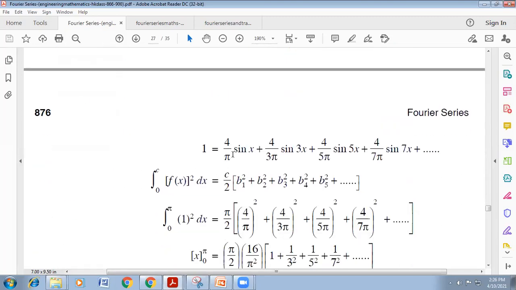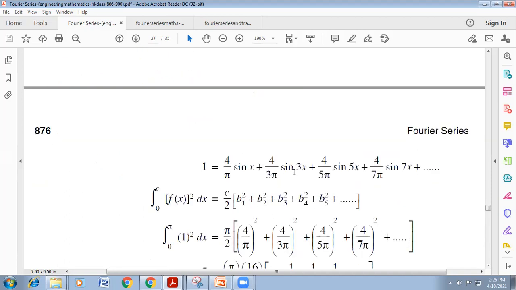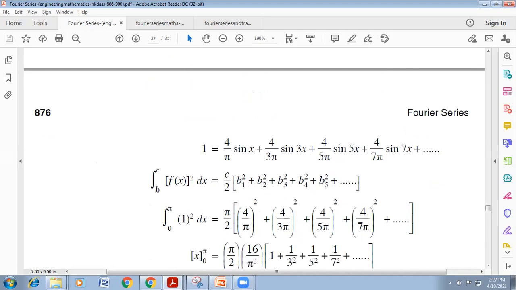Now the sine series is f of x equals summation b n sin nx, that is b 1 sin 1x, b 2 sin 2x, plus b 3 sin 3x, plus b 4 sin 4x. In this way, we can write the series. Here f of x equals 1. So the integral from 0 to c of f of x whole square dx, we must know from Parseval's identity for only the sine series, equals c by 2 times (b 1 square plus b 2 square plus b 3 square plus and so on). In this way, we get the series. Now applying Parseval's identity, f of x equals 1, 1 whole square equals, and the limit will be 0 to pi. This is given. What is c equal to?